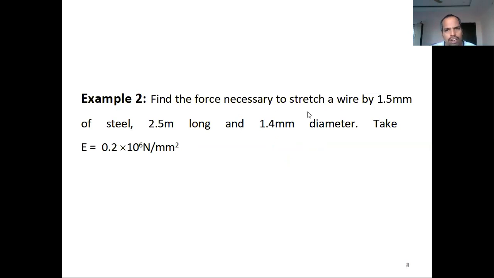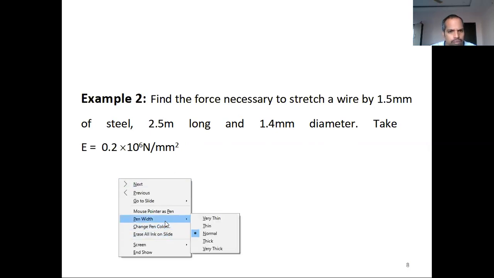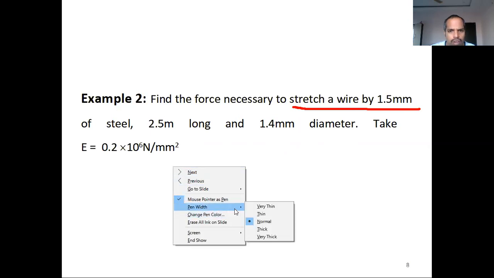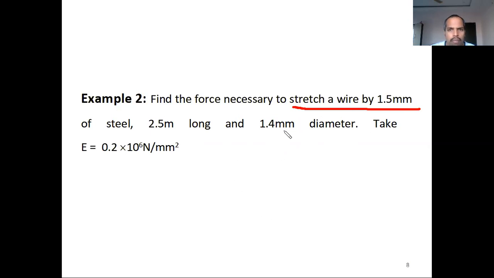Find the force necessary to stretch a wire by 1.5 mm of steel, 2.5 meters long, and 1.4 mm diameter. Take E is equal to 0.2 into 10 to the power 6, right? So first, whatever is given, you understand the terms, right? If you understand the terms, then half of the problem is completed.